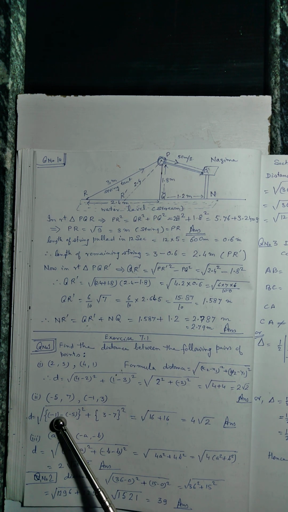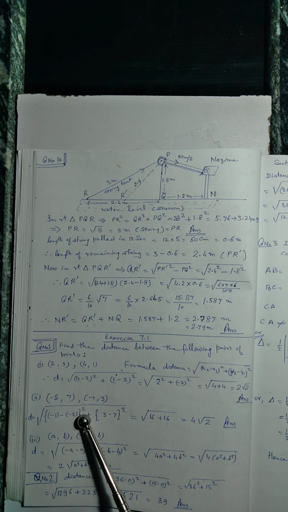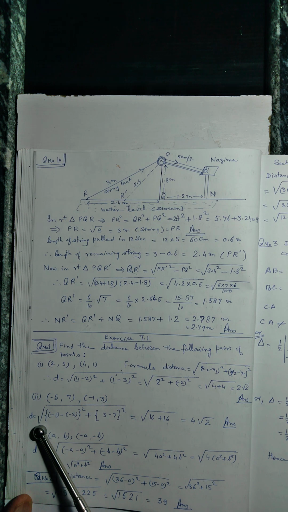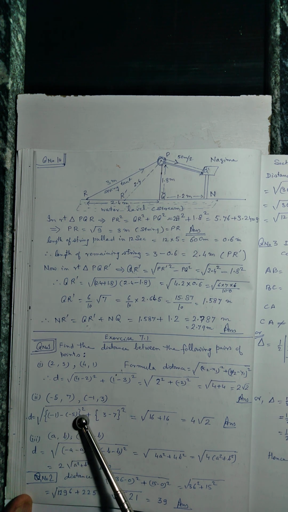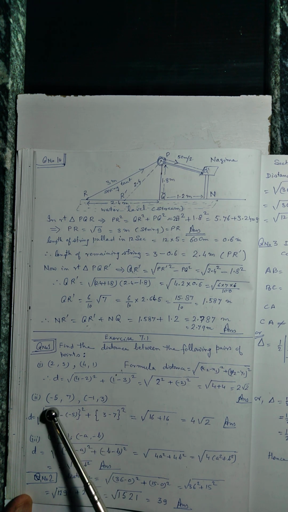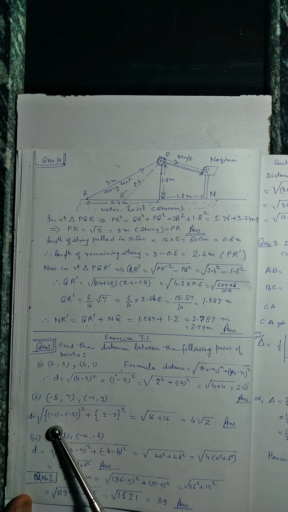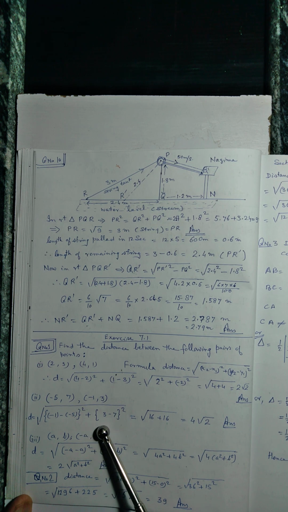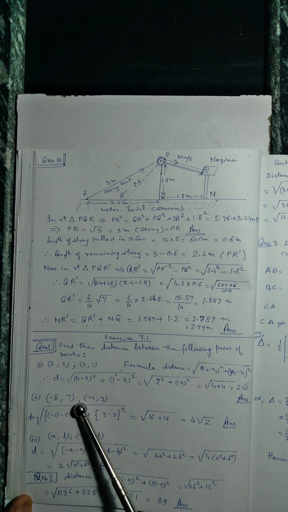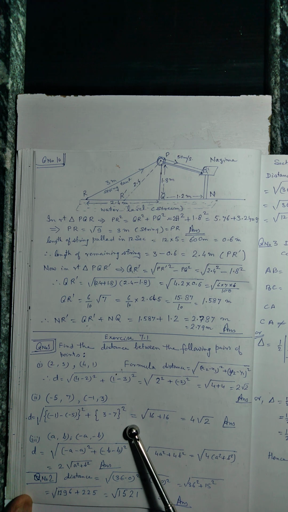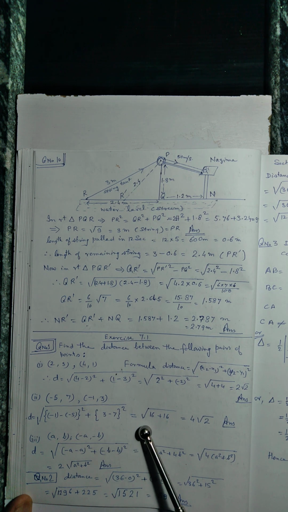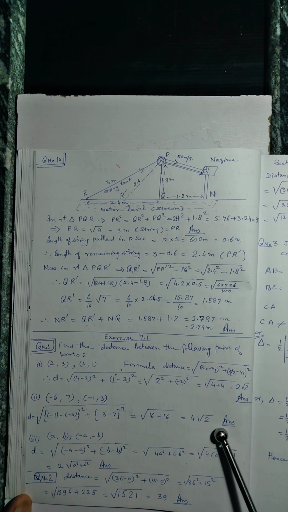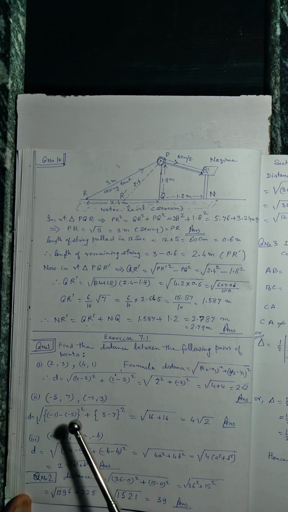Now the second pair, that is (minus 5, 7) and (minus 1, 3). The distance again is root of (x2 minus x1), that is (minus 1 minus 5) whole square plus (3 minus 7) whole square. After solving it, you will get root of 16 plus 16, and that will be equal to 4 root 2. This will be the answer of the second part.